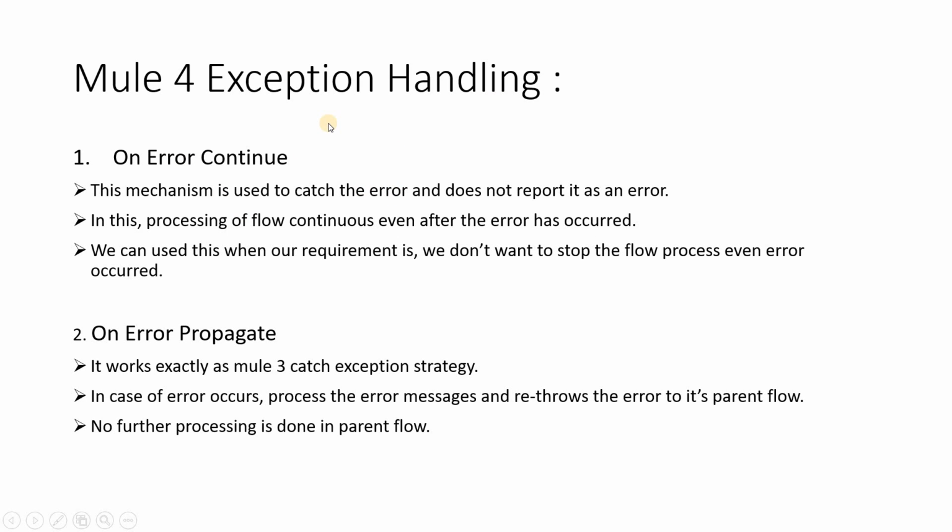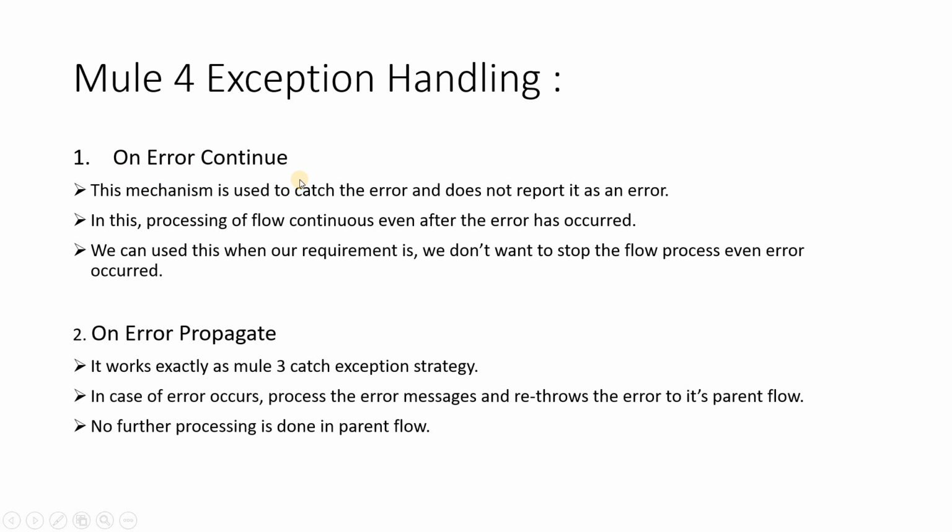After what we had discussed about Mule 3 exception handling, now I'm coming to Mule 4 exception handling. As I told you in my previous slides, there are three types of exception handling in Mule 4. First is on error continue, second is on error propagate, and third is try catch scope. Let me explain one by one. First, let me cover on error continue.